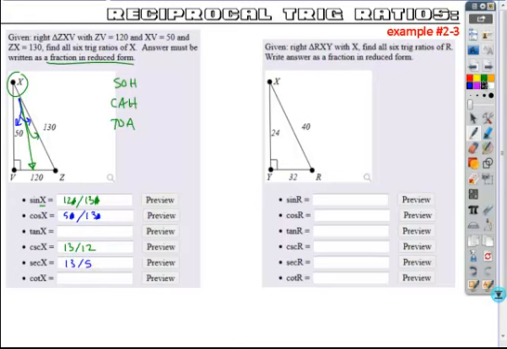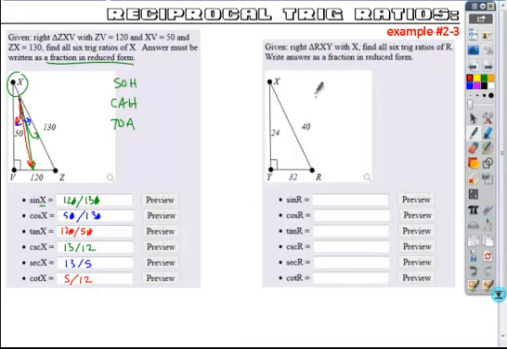And then finally, my tangent ratio with respect to x is opposite 120 over adjacent 50 using TOA. Cancel my factors of 10. So I get 12 over 5, and my cotangent would be 5 over 12. So you need to be able to find those ratios.